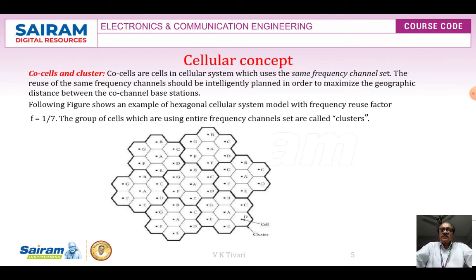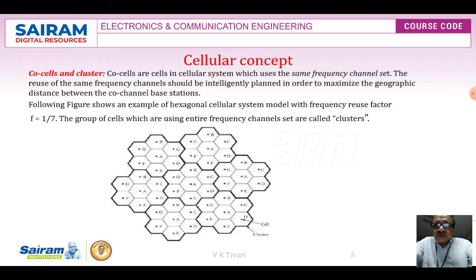Co-cells and clusters. Co-cells are cells in the cellular system which use the same frequency channel set. The reuse of the same frequency channels should be intelligently planned in order to maximize the geographic distance between co-channel base stations. The following figure shows an example of a hexagonal cellular system model with frequency reuse factor f equal to 1 by 7. The group of cells using the entire frequency channel set is called a cluster. You can see cluster 1, 2, 3, 4, 5, 6, 7, a cluster of 7 cells, and the dark boundary line is the cluster.